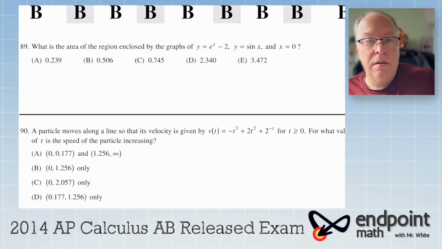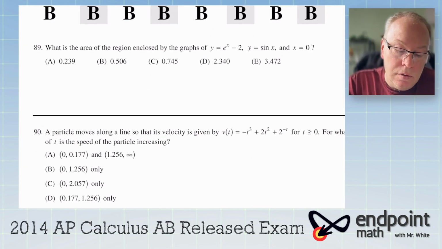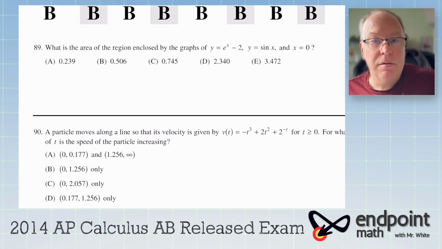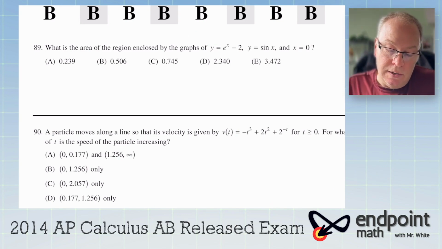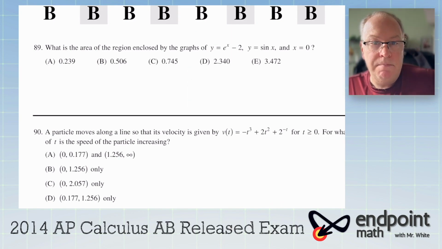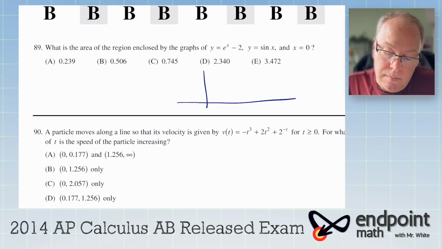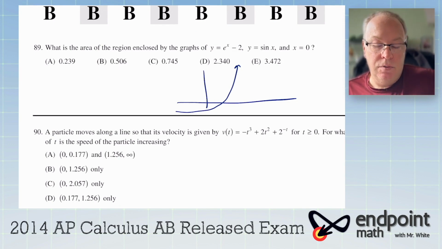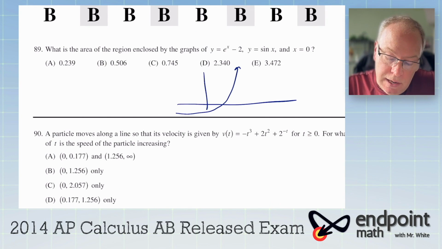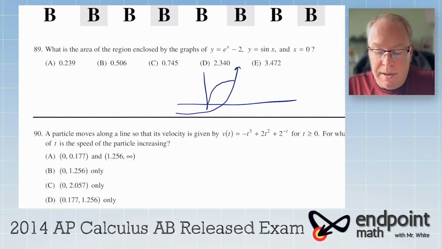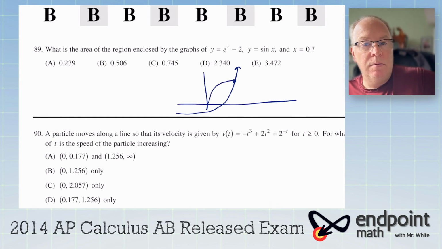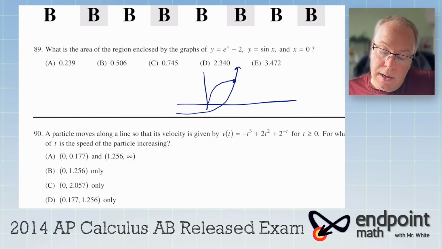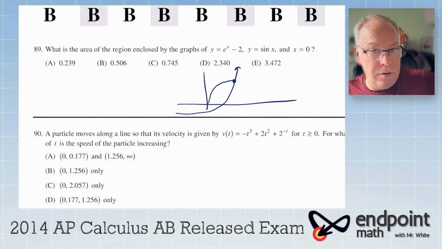What is the area enclosed by these three things? All right, so we're going to go to the calculator in a second. E to the x minus 2 would be down here, and it would be going up like that. And then the sine function is going to start here and go up, and it's going to hit at some point. You could take time to reason out where it might hit, but we're going to use the calculator to do that, of course.